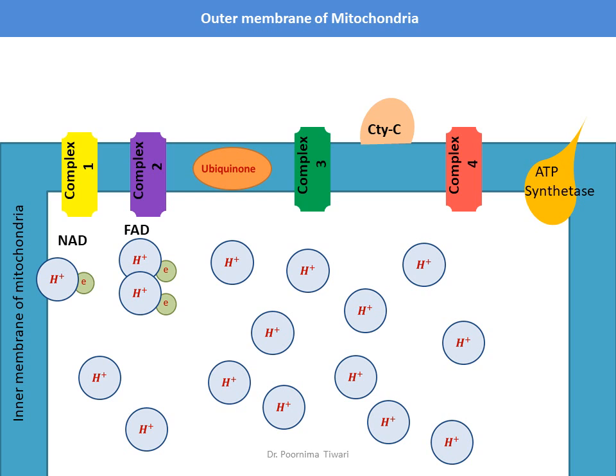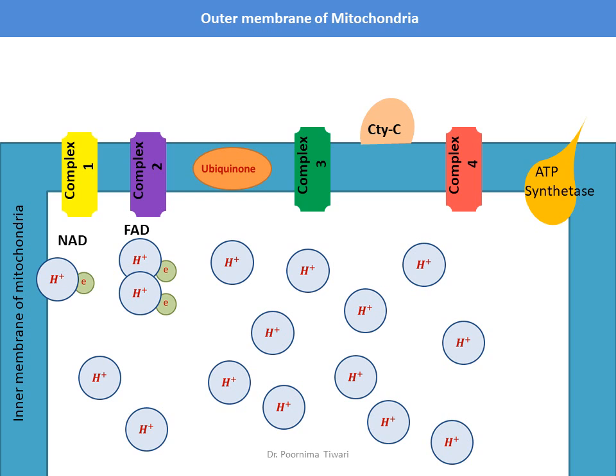This animation will make electron transport chain absolutely clear. The inner membrane of mitochondria is shown to be light blue in color and the outer membrane of mitochondria is shown to be dark blue in color. The space between the inner and the outer membranes is the intermembranous space and the space inside the inner membrane of mitochondria is the mitochondrial matrix. We can see some elements of electron transport system located in the inner membrane of mitochondria.